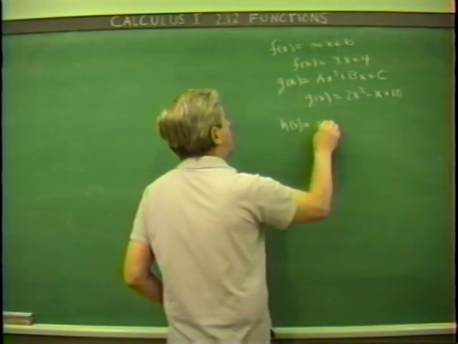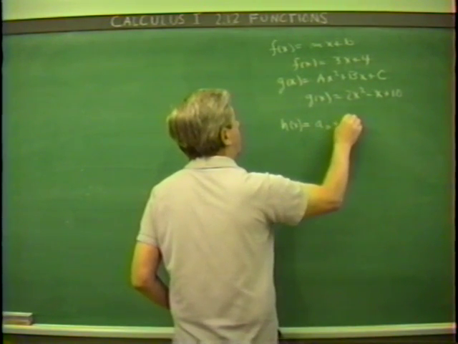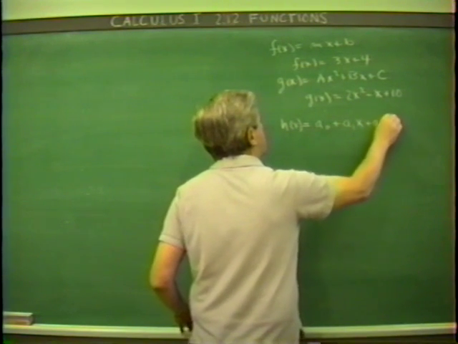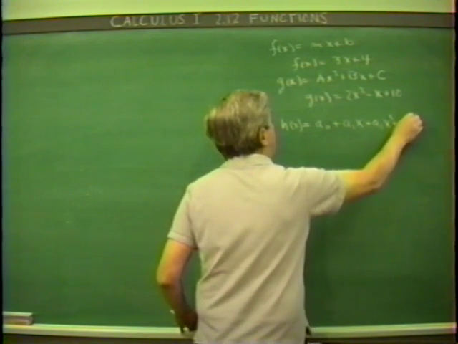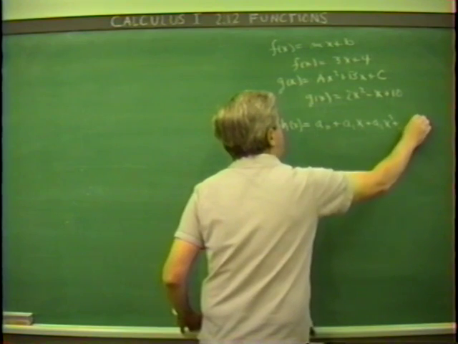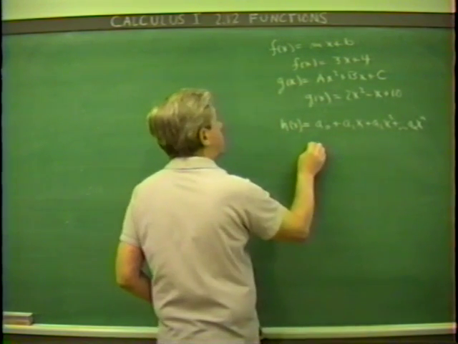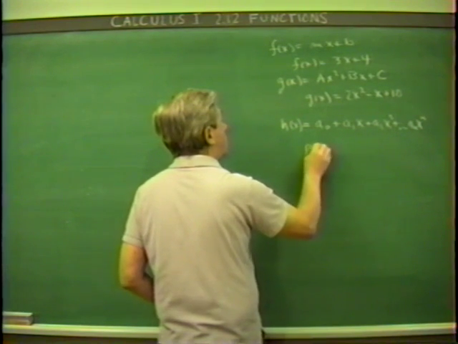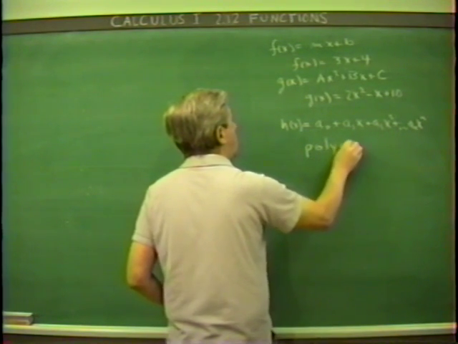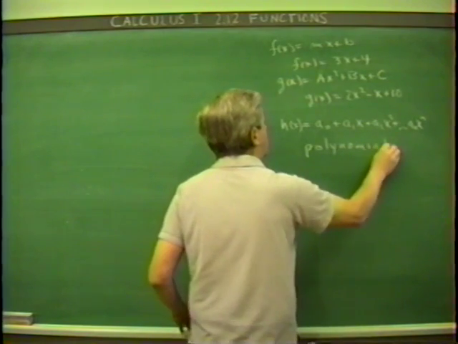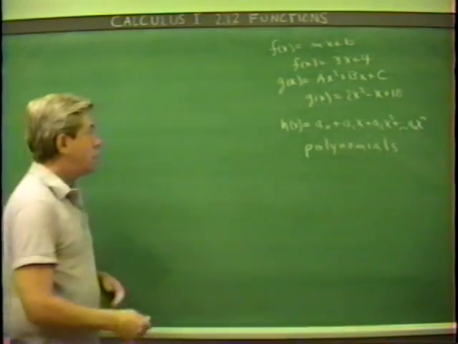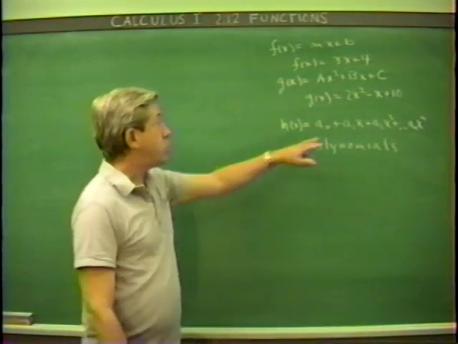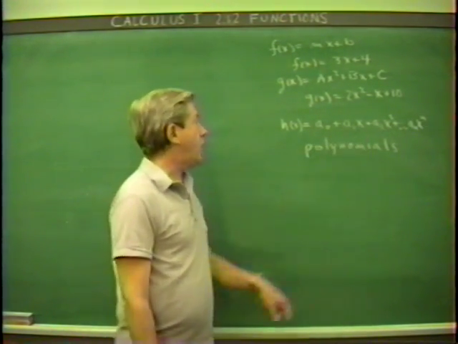A function, for example, of the form a0, a constant, plus a1 times x, plus a2 times x squared, and so forth, and finally an times x to the nth power. Such functions are called polynomials. And the resulting function is defined and has a natural domain which consists of all real numbers x.